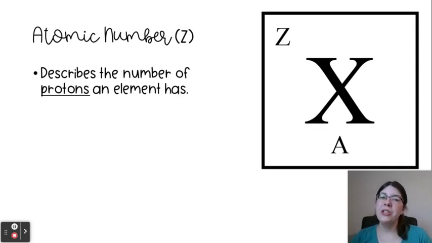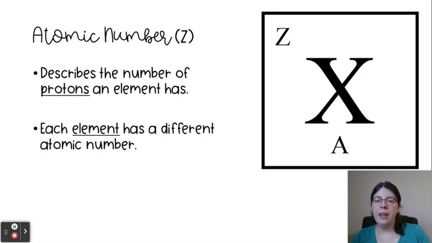Now, there's actually 2 different sets of numbers that you'll see in each element symbol box. The first one is the smaller of the 2 options and is the atomic number. Usually that's in the upper left-hand corner, but sometimes it moves around. So the atomic number describes the number of protons that an element has. And each element has a different atomic number. This is what makes them unique. This is just like every person in the United States has a different social security number. Each element has its own unique atomic number. So hydrogen always has an atomic number of 1. Helium always has an atomic number of 2.